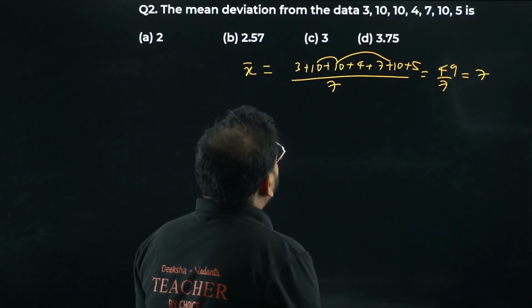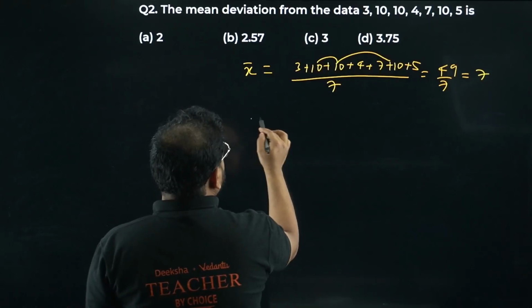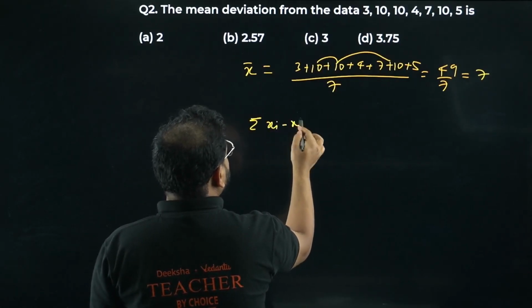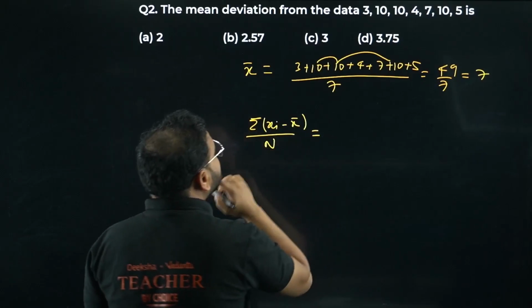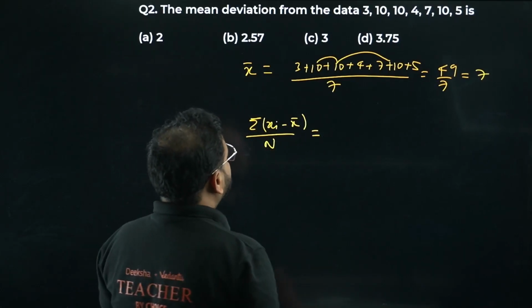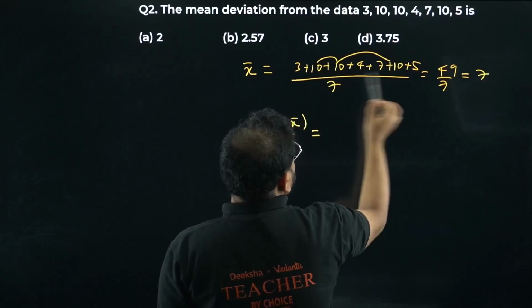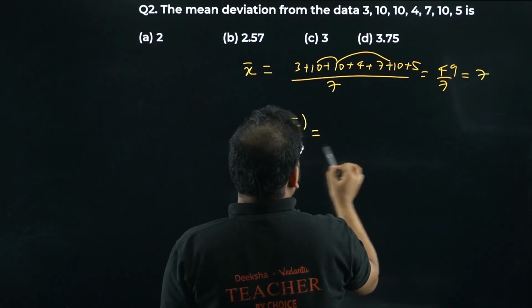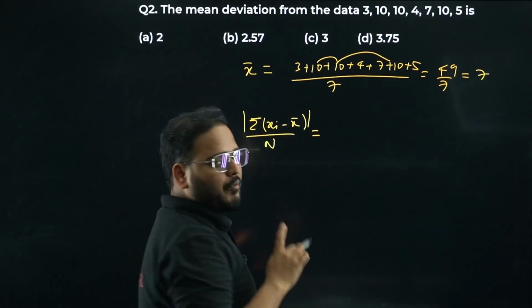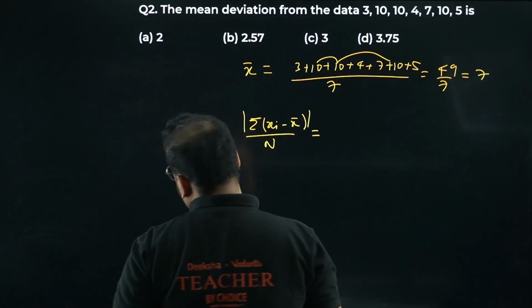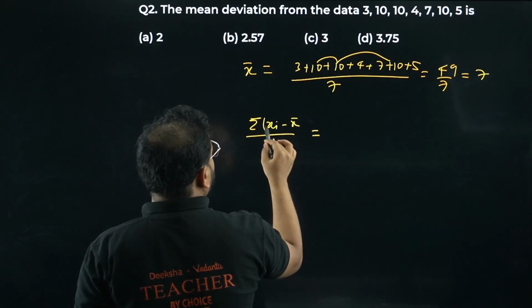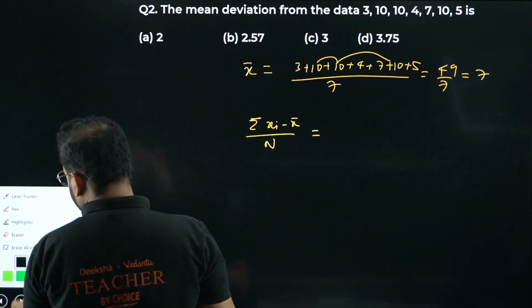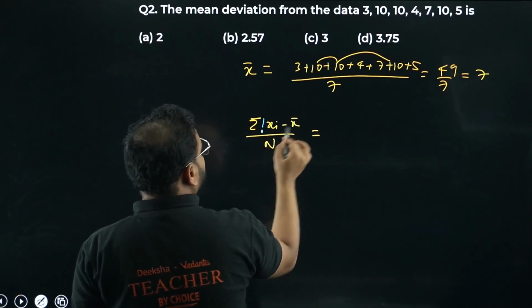Now I have to find xi minus x bar, right? Summation of mod xi minus x bar by n, right? Please check. So 7 minus 3. Of course there will be mod outside, because we want only positive values, no? I'll just change it. This mod will be over here actually.